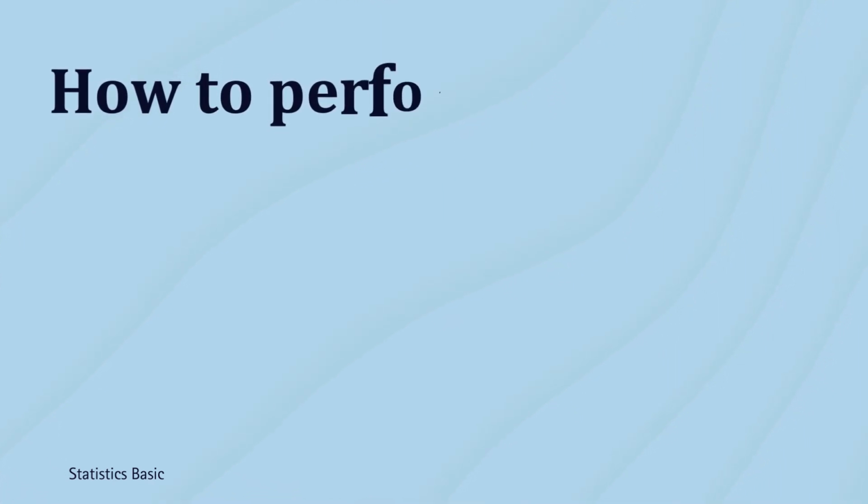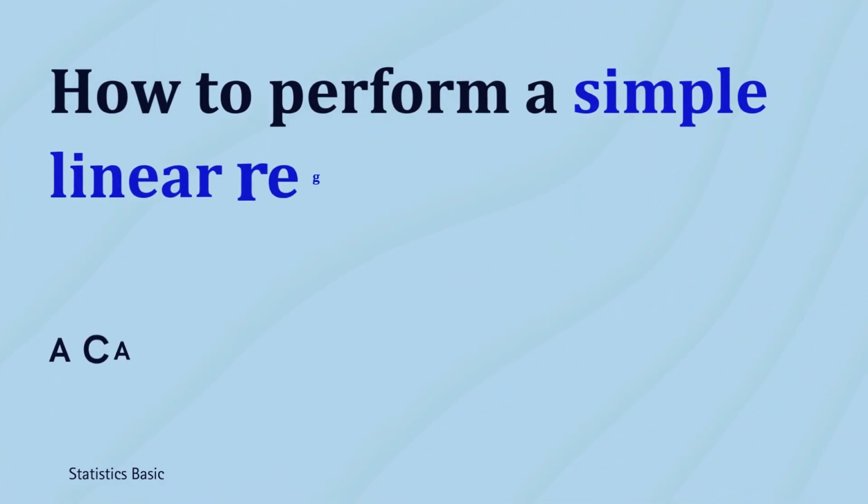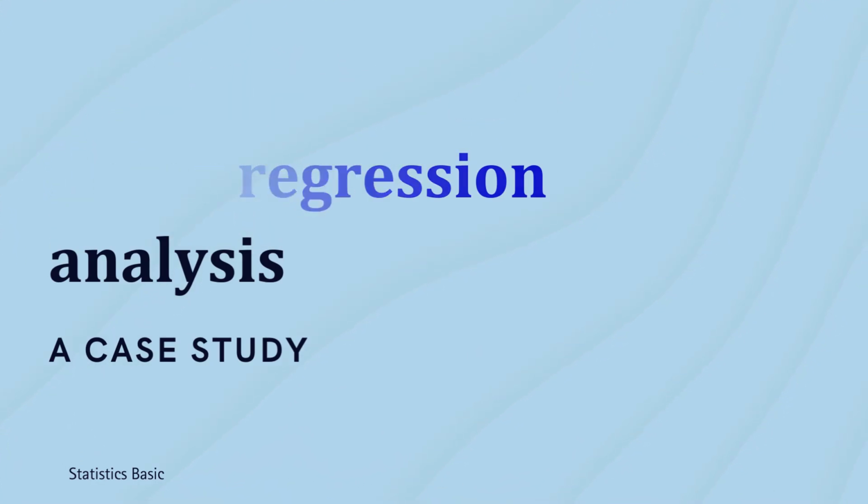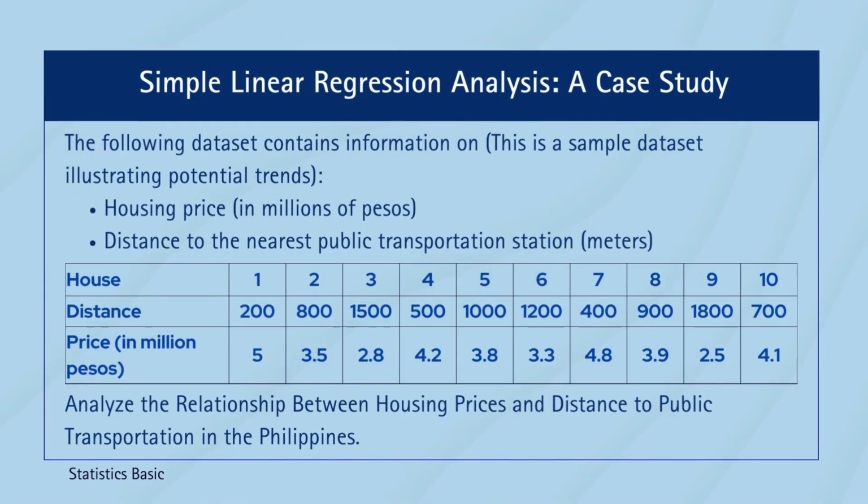This video explores the relationship between two continuous variables. Here we will cover fitting a linear regression model to predict the dependent variable and interpreting the results. Let's consider the following case study, where we want to explore the relationship between two continuous variables using simple linear regression. The following dataset contains information on housing prices and distance to the nearest public transportation station in the Philippines.